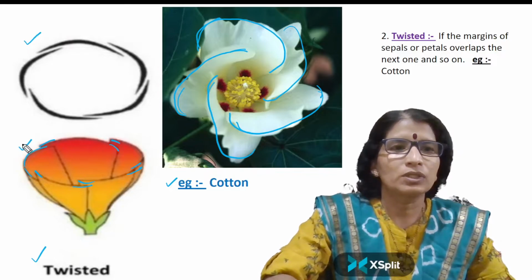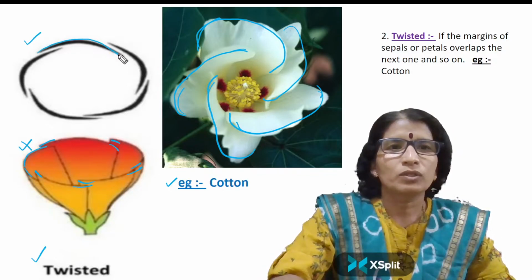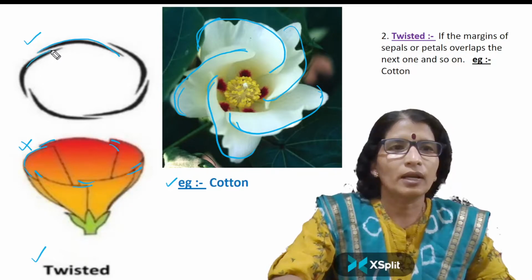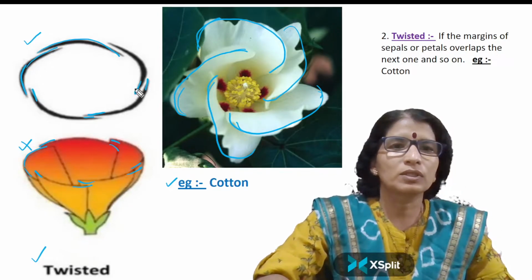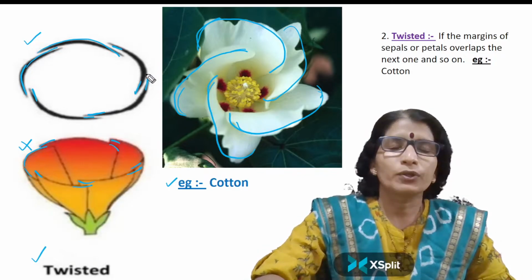No need to draw this diagram. Each petal has 2 margins. One is inside and one is outside, like this. In, out. This is in and this is out. This is in, this is in, and this. In this way, overlapping continues one by another.